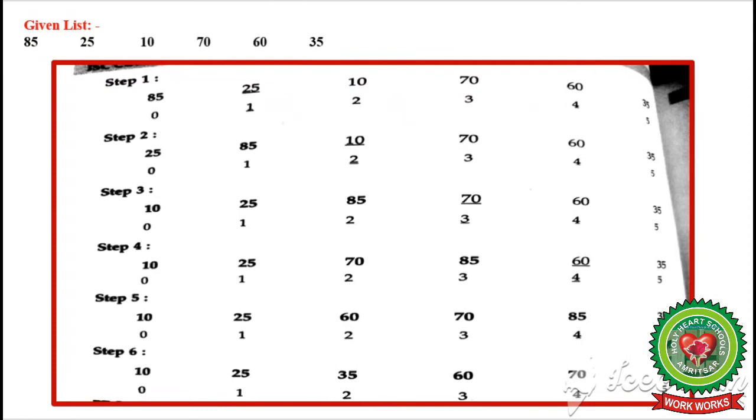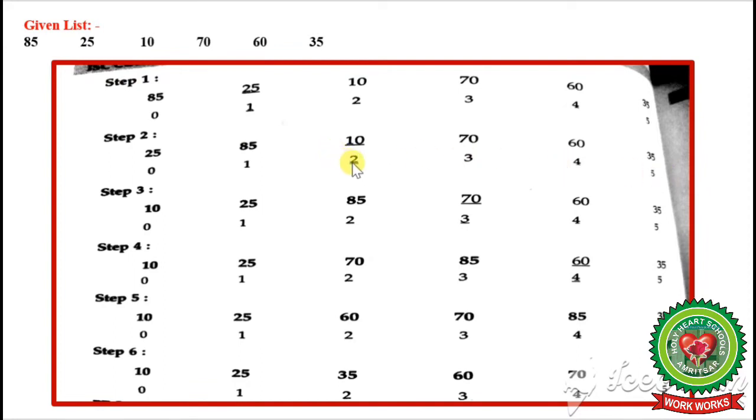Let us do it with the help of an example. Suppose we have the list 85, 25, 10, 70, 60, 35. Now, according to the first step, I have to pick any one element from this list. So, I have picked element number 1, that is 25. Now, 25 is at the first position. The rest of the list is 85, 10, 70, 60, 35.